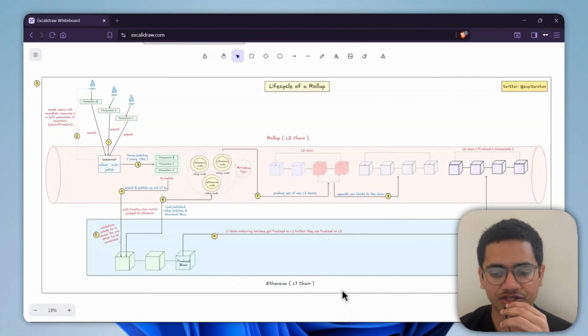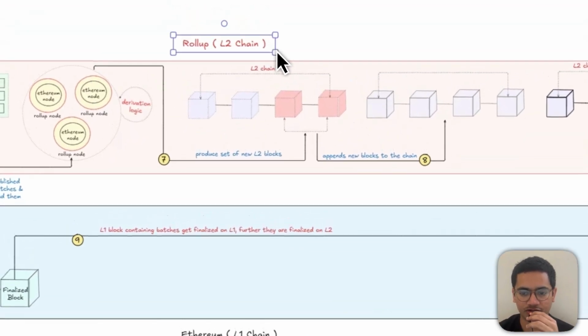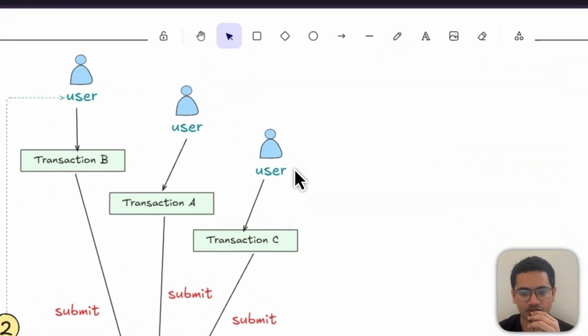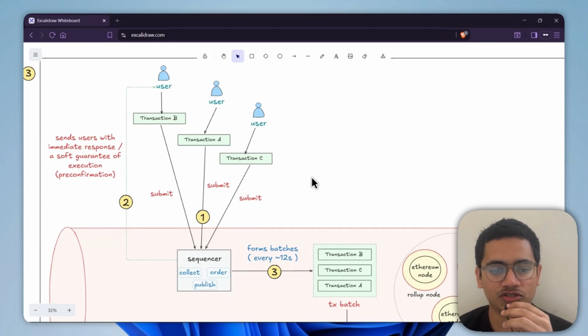This is our illustration here. You can see the Ethereum L1 chain and the rollup L2 chain. Now in step 1, the user submits a transaction to a rollup. Basically, submitting a transaction to a rollup means that the user performs certain actions that could be swapping tokens or sending ETH or even interacting with a smart contract through a decentralized application.